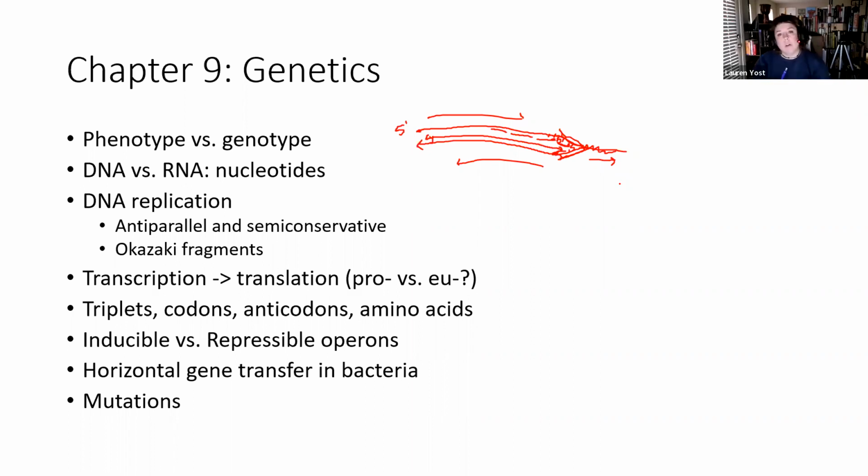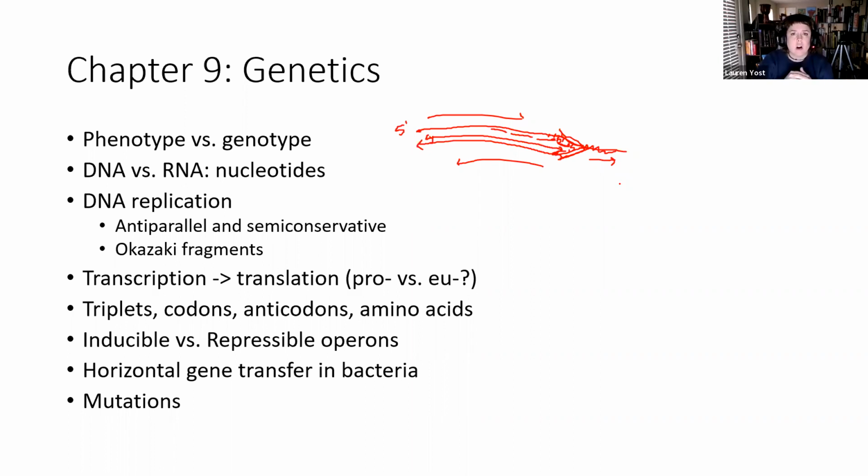Okay. We talked about horizontal gene transfer in bacteria, which just has to do with those 3 different ways that bacteria can spread their genes, not from their parents, which would be vertical, but between one another. We had conjugation, we had transformation, and then we had transduction. So those were the three ones.